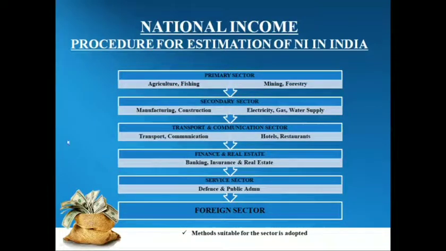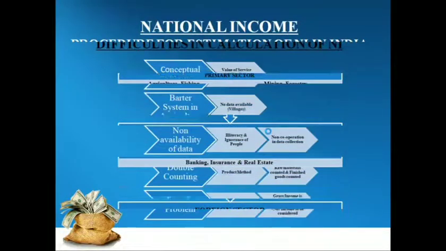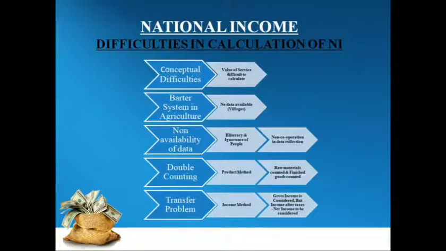Step 1, they classify the whole economy into 6 different sectors: primary sector, secondary sector, transport and communication sector, finance and real estate sector, service sector and foreign sector. So for the purpose of calculating national income, the Central Statistical Organization divides the whole Indian economy into 6 sectors, and they use the appropriate method under each sector to calculate the national income for the country for a given period of time. This is the procedure for calculating national income in India.